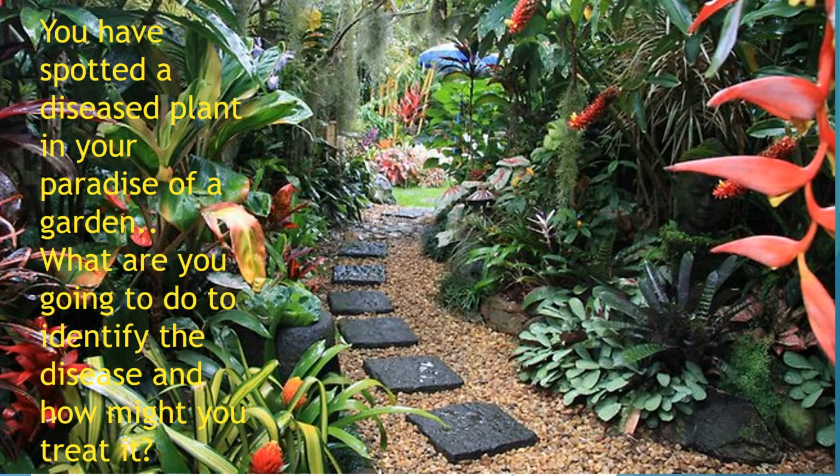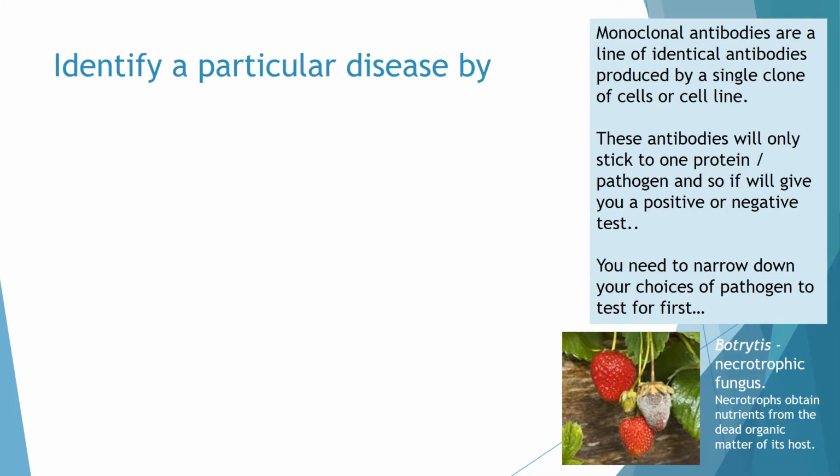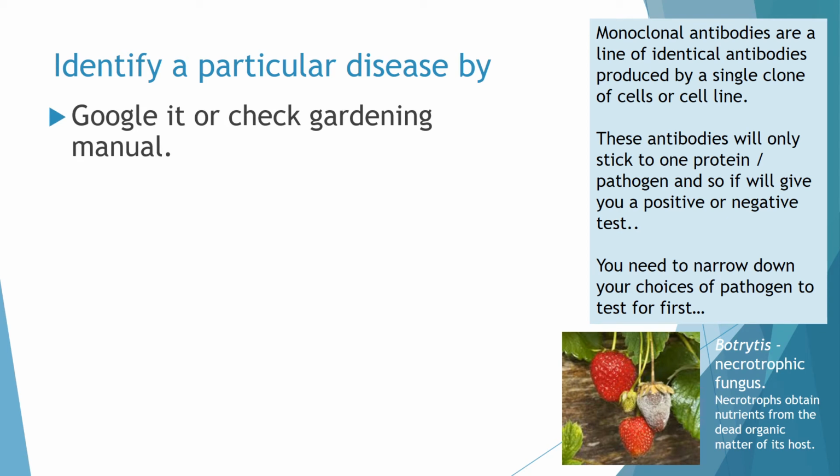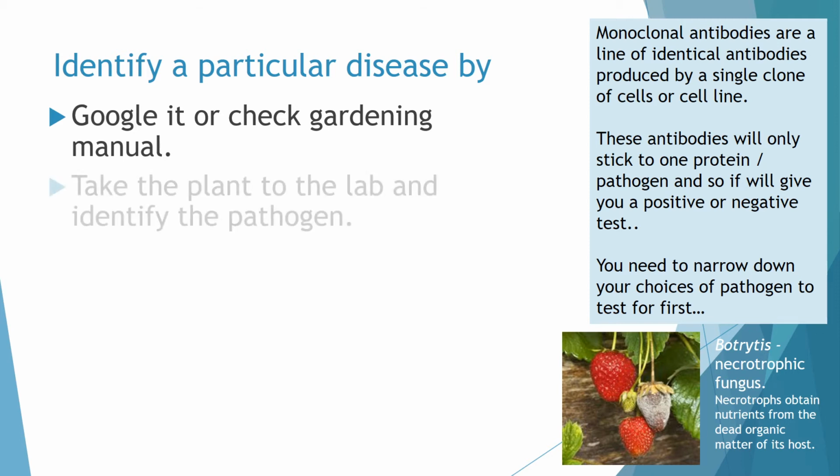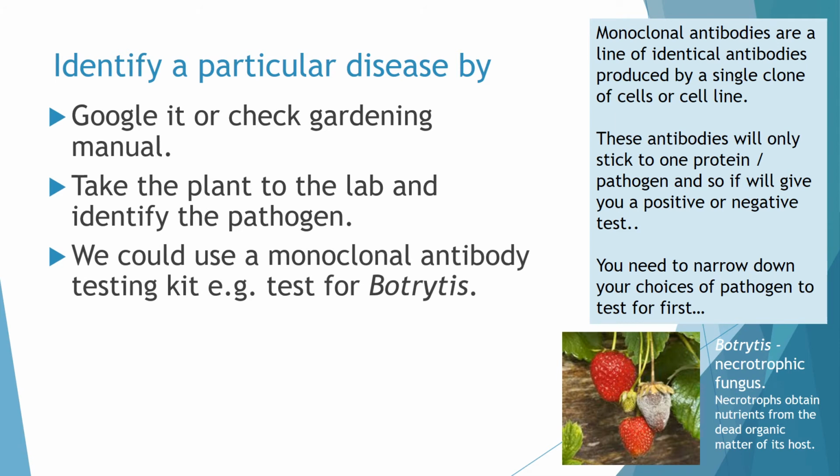So if you spot a disease in your paradise of a garden, what are you going to do to identify it and how might you treat it? You normally would check, it's the same if you identify a new species of plant or if you identify any issues, you Google it, you check gardening manuals, that kind of thing. These kind of things can actually be questions. So you ask people, ask experts, identify the pathogen. We could use a monoclonal antibody testing kit.